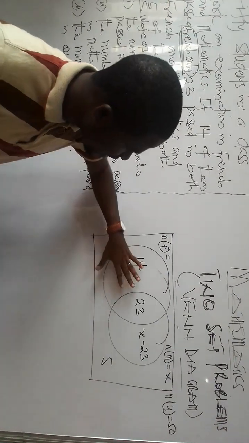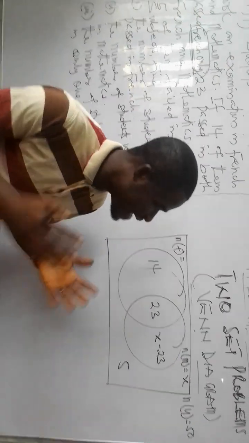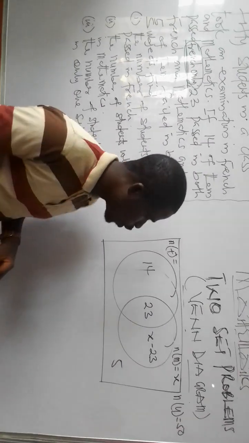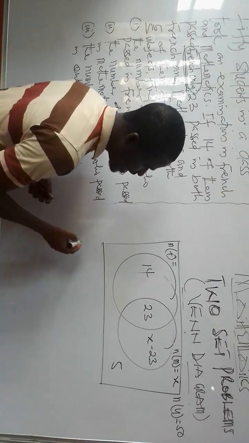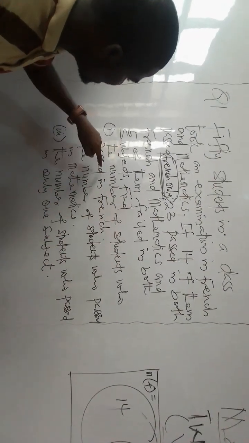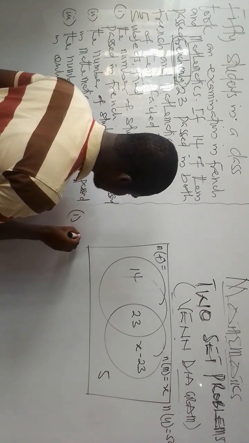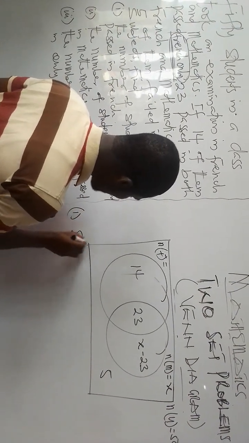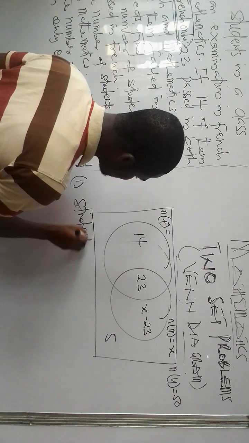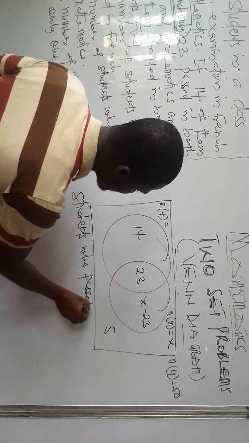Okay, now what are we looking for? We are looking for those who passed mathematics. Let's go to the question. The question says, find the number of students who passed in French. So, French. Students who passed in French.